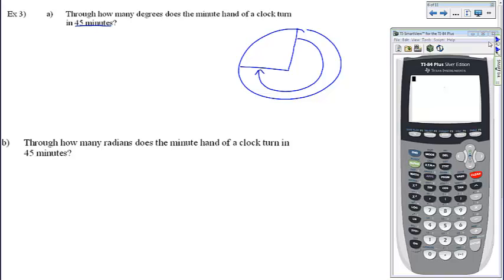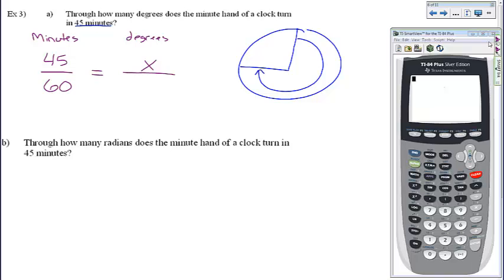Now, we want to know how many degrees are in that 45-minute turn. Don't confuse the minutes that you have with degree mode with the minutes on a clock. For this problem in A, all you really need to do is have a proportion of minutes versus degrees. We know that we are turning 45 minutes out of 60 minutes, and we want to know how many degrees are in that same turn.